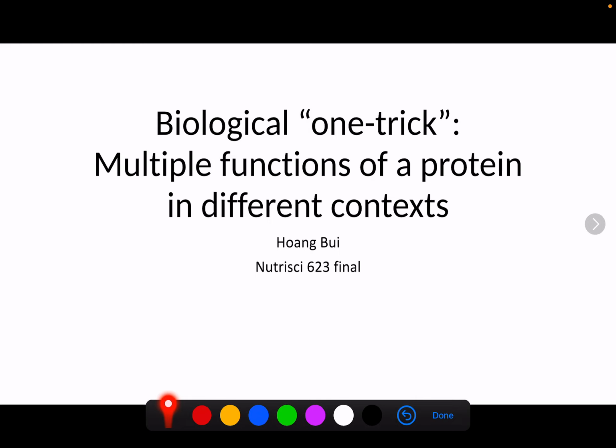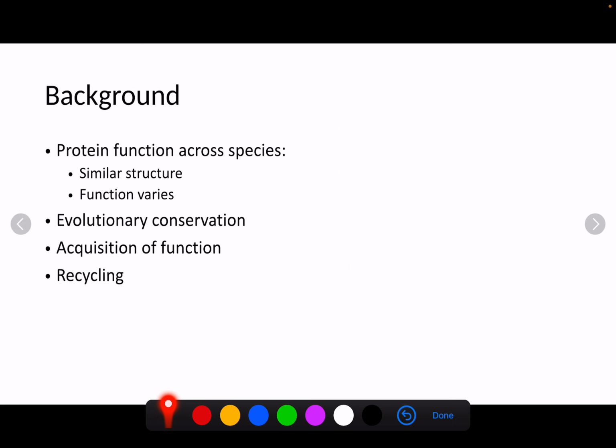Okay, hello, and today I will be presenting my NutriSci 623 final. The topic that I've chosen for my set of papers is the selenium papers. These are about the biological one trick: multiple functions of a protein in different contexts. Now, a little bit of background.